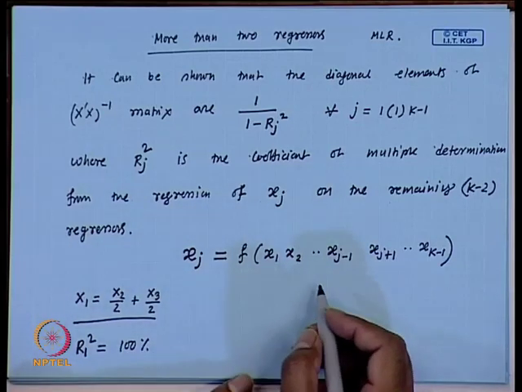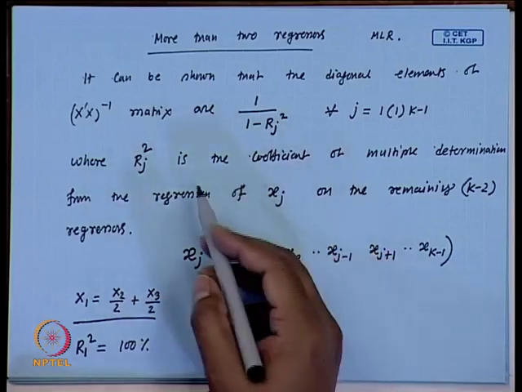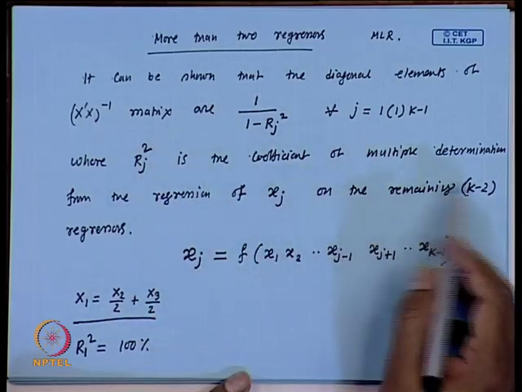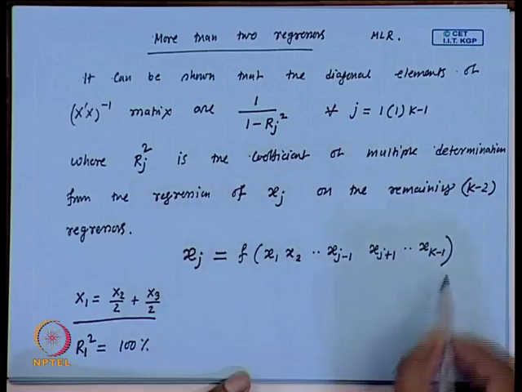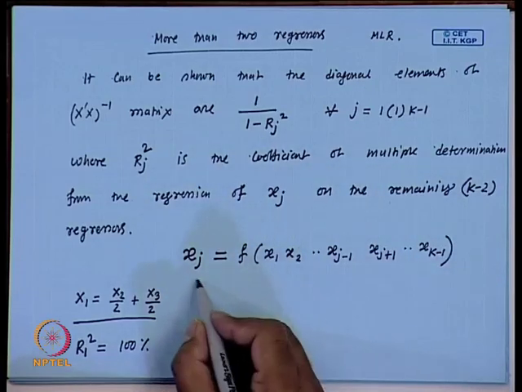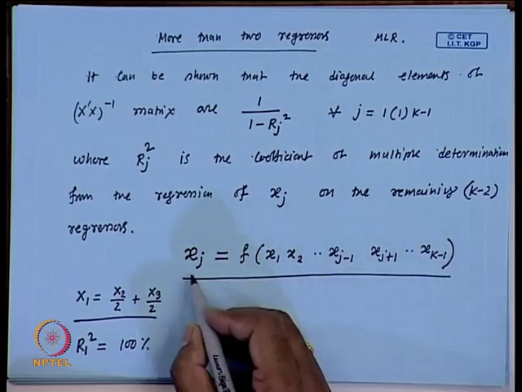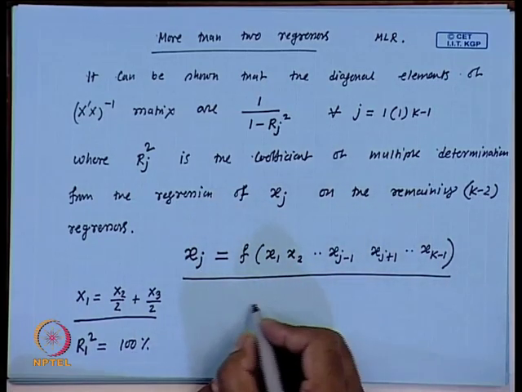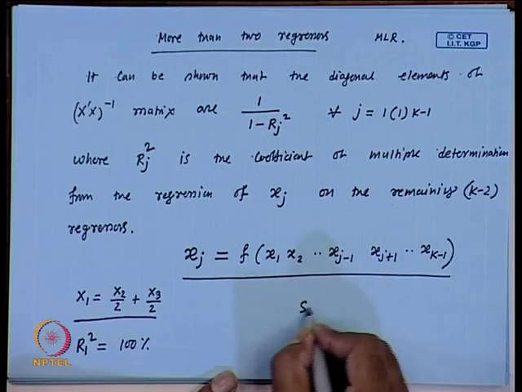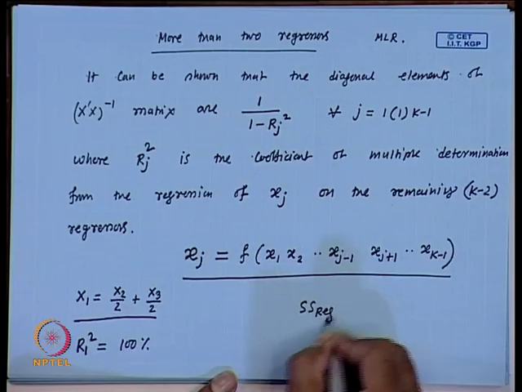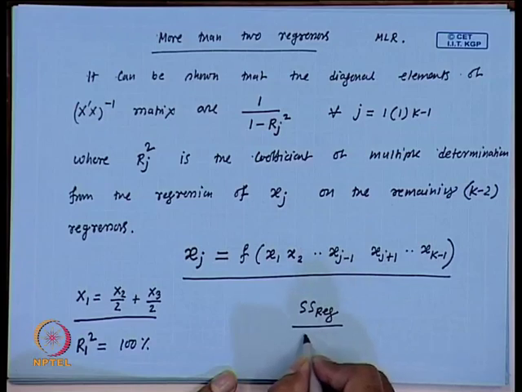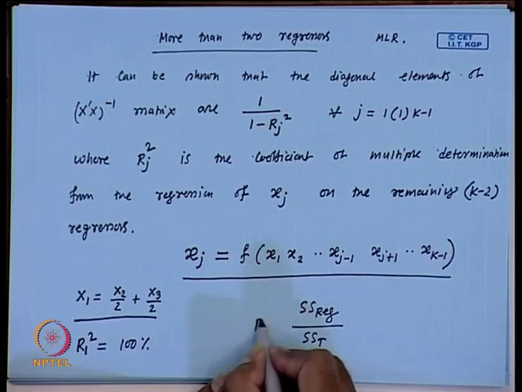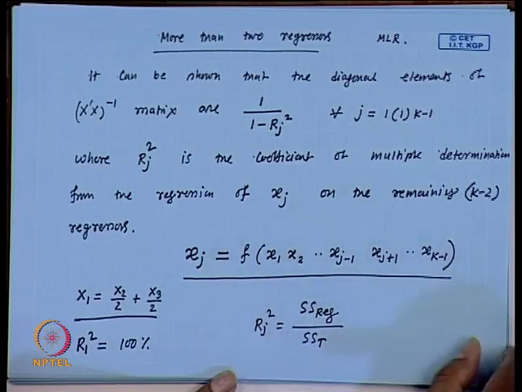So, I hope you understood what is R_j square. R_j square is the coefficient of multiple determination for this regression model. You fit the model, you express x_j in terms of the remaining regressors, and then you compute SS regression for this model, you compute SS total, and you will get R_j square.